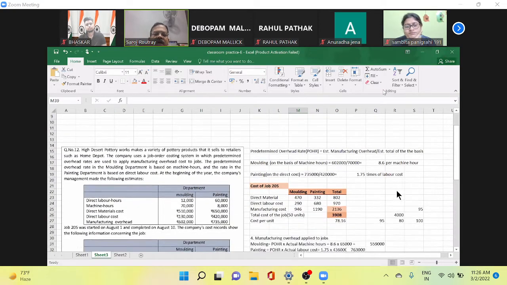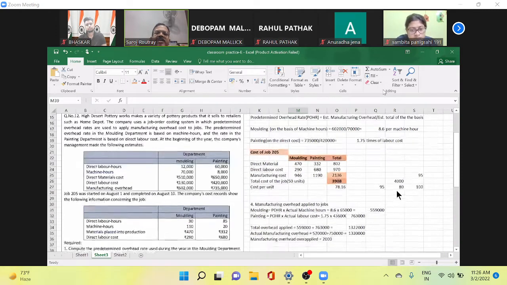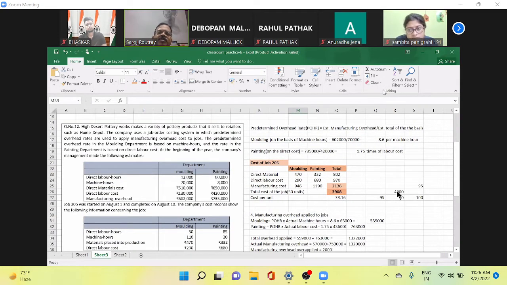Okay. And coming back to this question, there were two departments. One is a molding department, the other one is a painting department. In the case of molding department, they have taken machine hour as the basis. And in the case of painting department, they have taken direct labor cost as the basis.